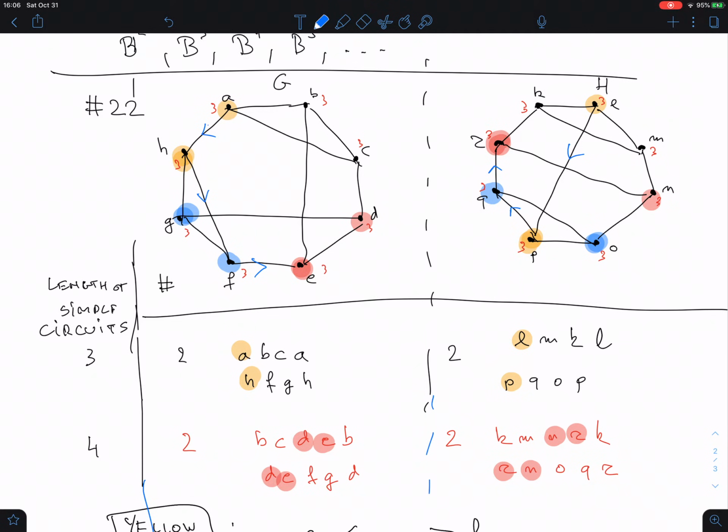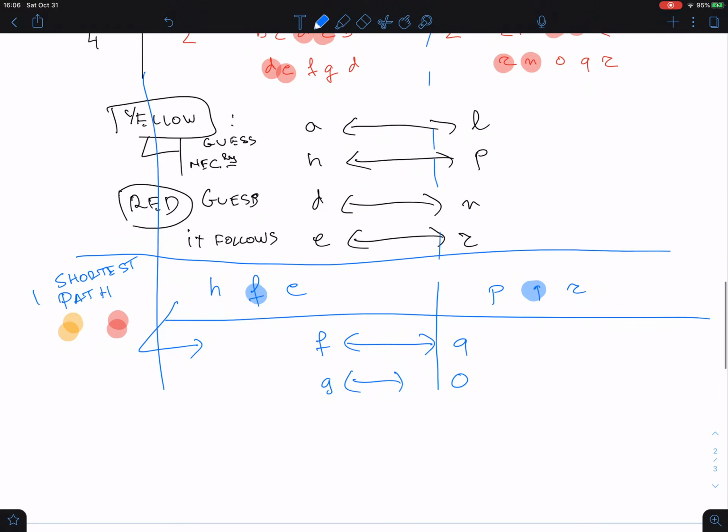Okay, so now we can play the same game. Let's continue our path. In both cases, we go from double red to single red. And let's say now, what's the shortest path from single red to single yellow? Remember, we're trying to find a path that goes through everything, or perhaps not everything. We're trying to find a path on the left that should be going to a path on the right. And so we can do the same thing here.